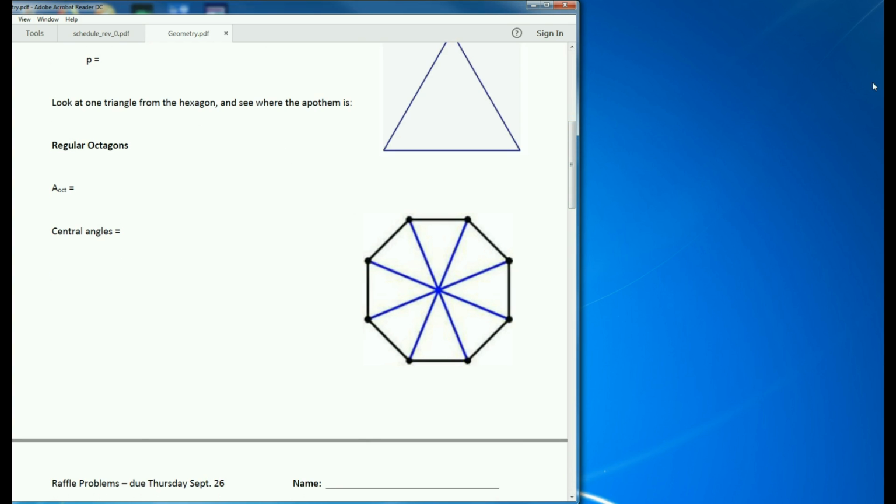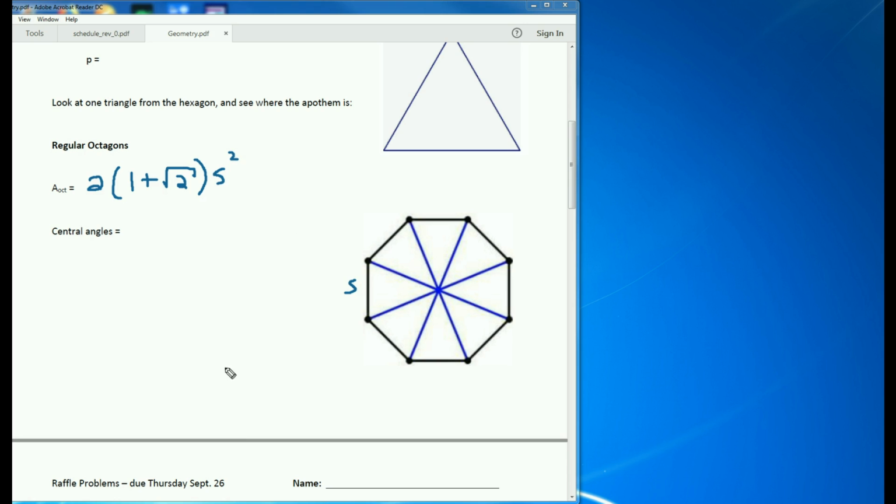Okay, regular octagons, and we see these sometimes, maybe not as often. There is a formula for the area. It's not a bad idea to know this. So the area of a regular octagon is 2 times the quantity, 1 plus the square root of 2, times the side squared. Where, of course, the side would be one of these distances.